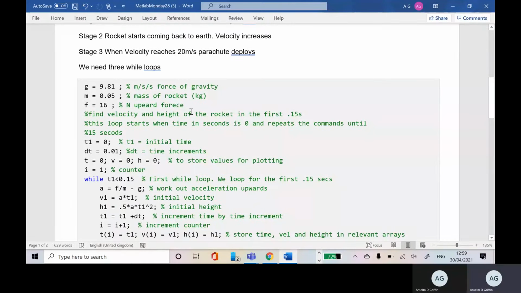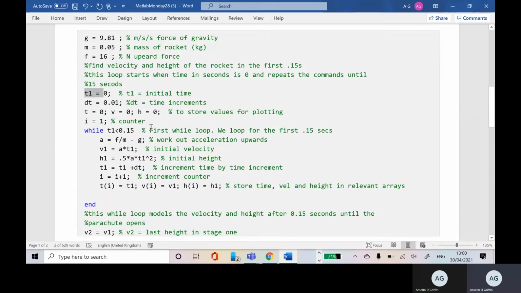Slight typo there. So I've put in the three constants: gravity, the mass of the rocket, and the force upwards. And I've initialized my T1 as zero. My delta T, I'm going to calculate for every 0.01 of a second. And my initial T, my initial V, and my initial height is zero. And I need a counter there just to keep track of where I'm going.